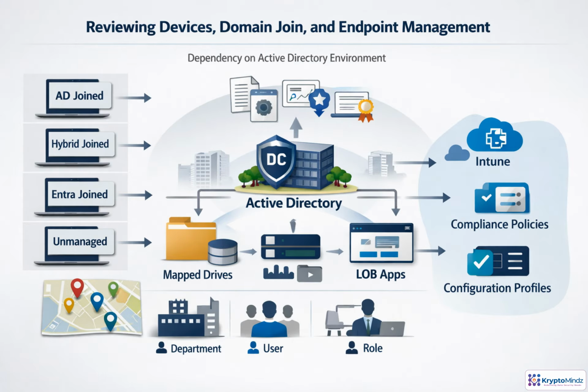Device migration starts with understanding how each endpoint is connected today. Some machines may still be fully AD joined, some hybrid joined, some Entra joined, and some unmanaged. For each group, identify what still requires domain controller line of sight: group policy, logon scripts, mapped drives, certificates, or line of business apps. Where possible, replace those controls with Intune configuration profiles, compliance policies, and scripts. Track the remaining blockers by department, location, role, and business function, so migration waves are based on evidence rather than assumptions.